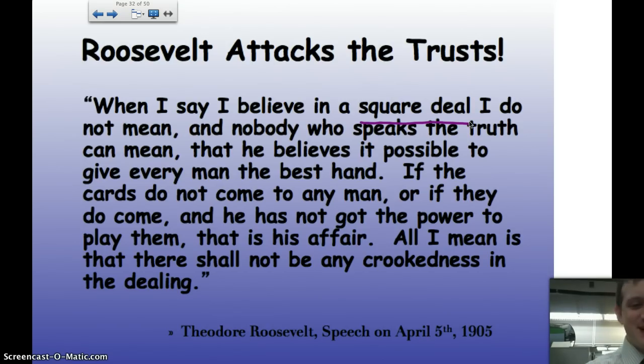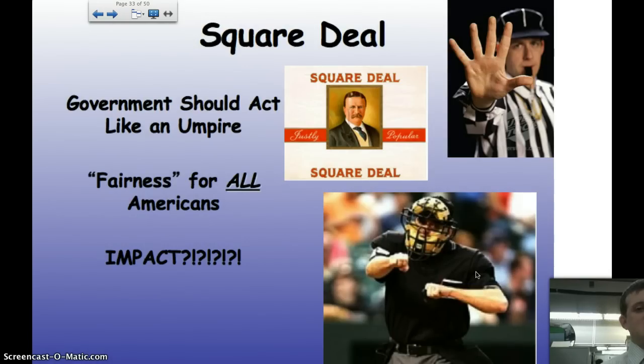And it has not the power to play them all. That is his affair. All I mean is that there should not be any crookedness in the dealing. No crookedness, right? Everybody should be dealt a square deal. And actually, this was called Roosevelt's square deal.